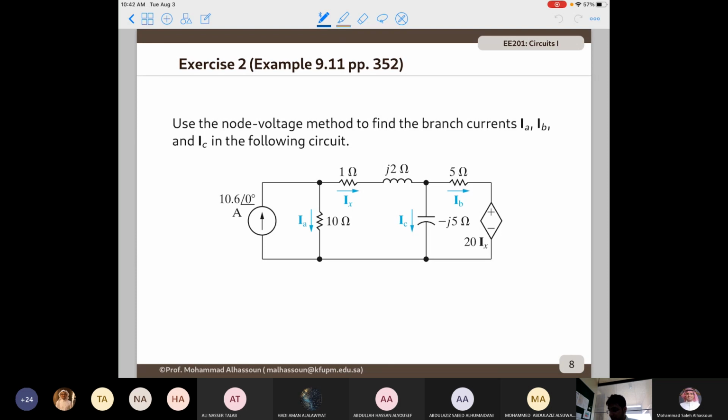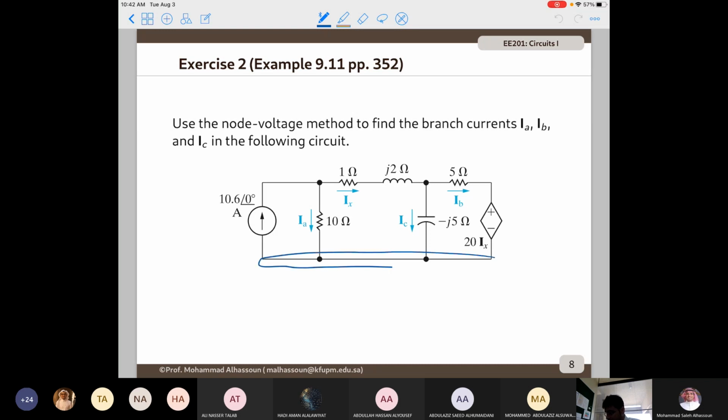So let's apply the node voltage method. Who wants to help me apply the node voltage method? Remember, our ultimate goal is to find IA, IX, IB and IC. Let's start with Abdullah al-Mshiri. Abdullah, let's first label the nodes that we need.